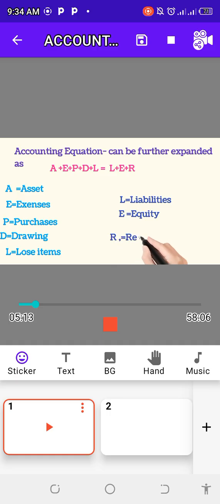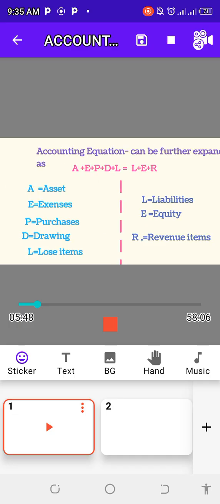In our previous tutorial, we explained asset and its components, liability and its components, equity and its components. In this section, we are going to take a critical study of expenses, purchases, drawing, loss items, and revenue items. We are going to know what they are and their examples, for there's nothing written in accounting, from the beginning to when you become a professional, that will not be grouped under this expanded accounting equation.